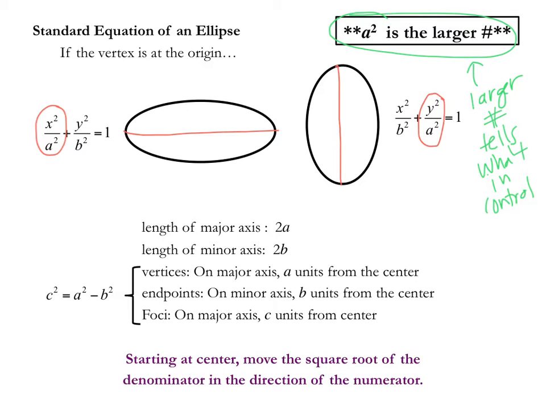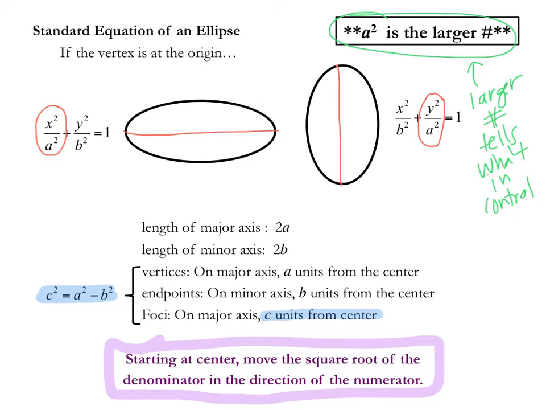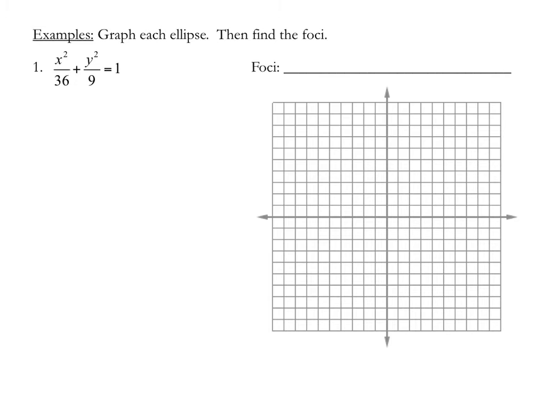And then this is going to be a super important formula down here that we're going to use to help us to find the foci. The foci will always be the c distance away from the center, and you can get the c by doing a squared minus b squared. So here is our saying that we're going to say to help us graph these. We start at the center, and then we move the square root of the denominator in the direction of the numerator. If you take the square root of the bottom and move the direction of what the top letter says, that's how you can graph these.